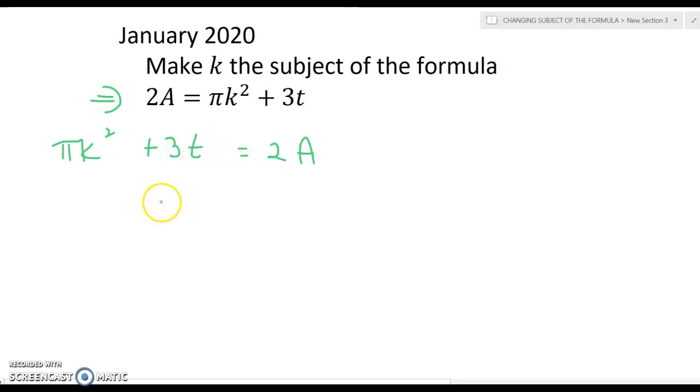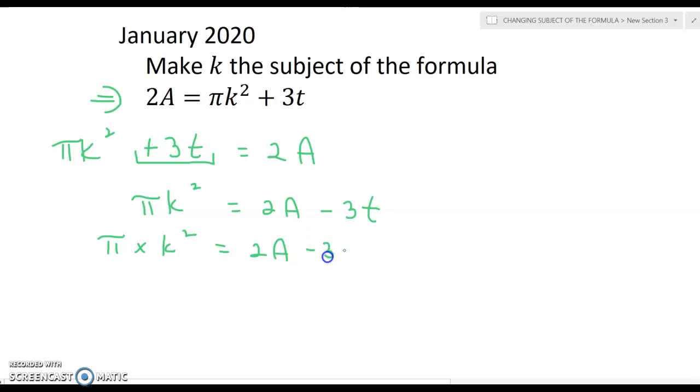Now, again, we want to move across everything that's next to the k and make k the subject. So let's move across this piece here because it's not attached to the k right now. So move across that piece here first. So pi k squared is equal to 2a. Opposite of adding 3t will be take away 3t, right? And now pi k squared, same as pi times k squared, is equal to 2a minus 3t.